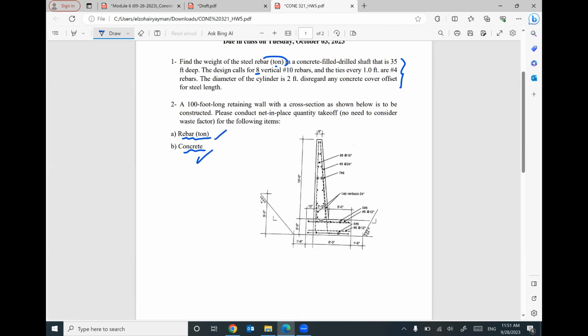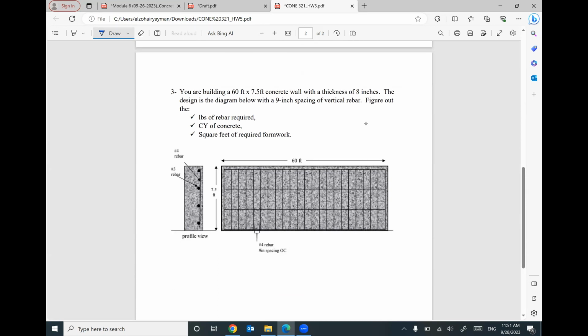Concrete and rebar. We are given this concrete wall with 60 feet length and 7.5 feet height, and the thickness of this wall is 8 inches. We need to figure out how much steel rebar we need in pounds, how many cubic yards of concrete, and how many square feet are needed for the formwork.